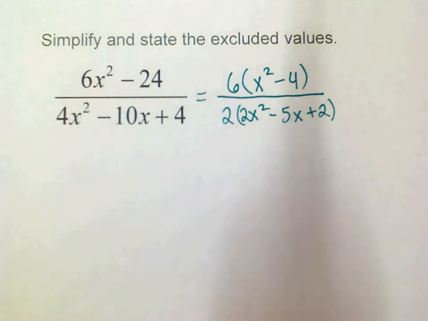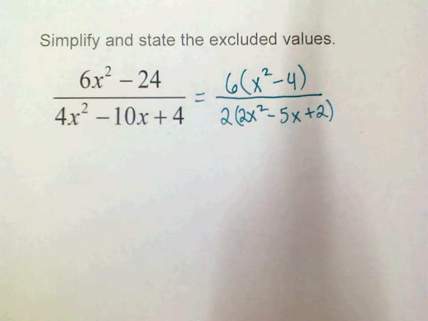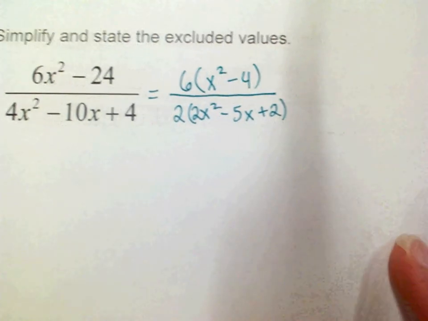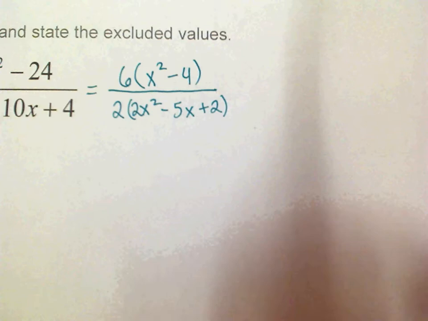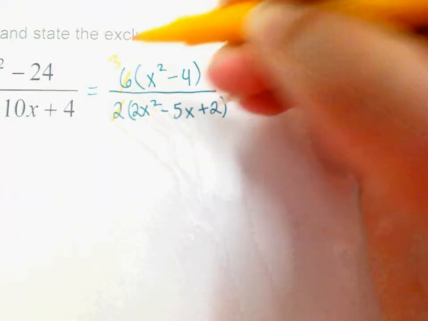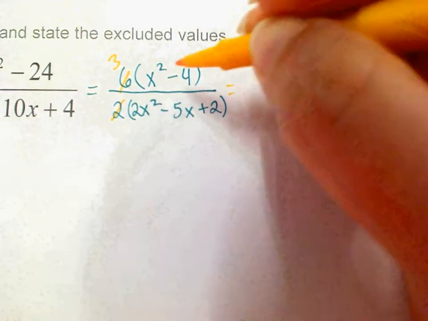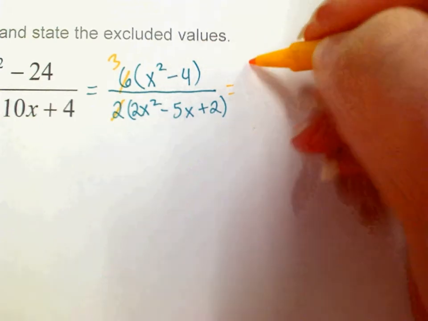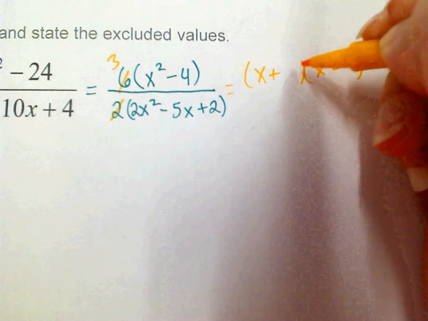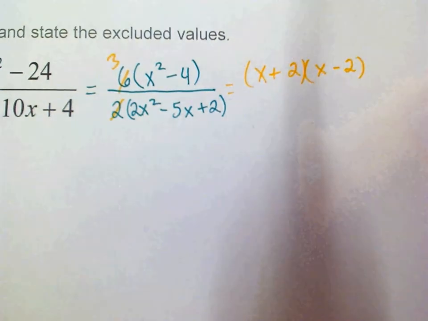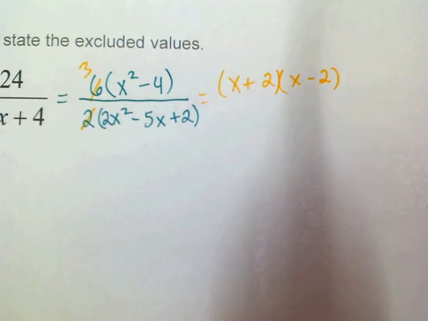Okay, so so far I factored out the 6 in the numerator and the 2 in the denominator, and what about x squared minus 4? Does that factor? Yes, what do you call that? A difference of perfect squares. Okay, so it factors to x plus and x minus what? 2. The factors of negative 4 that add up to 0? Positive and negative 2.